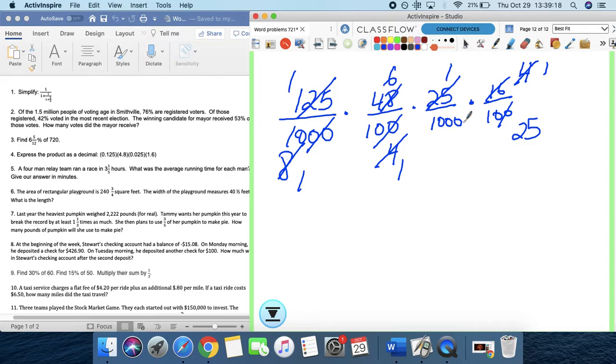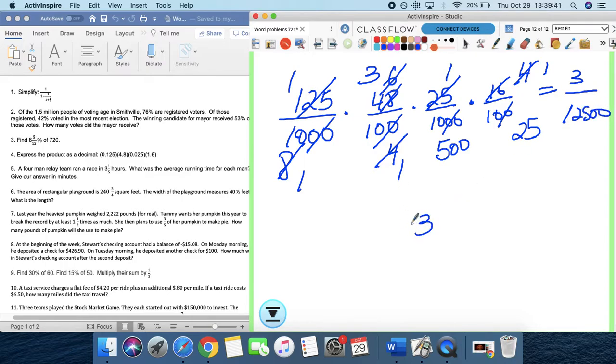The 6 and the 1,000 I can simplify. 6 divided by 2 is 3. 1,000 divided by 2 is 500. Can I simplify anything else? So I end up getting 3 on the top. And then at the bottom, 500 times 25, God knows what that is. It's 12,500.